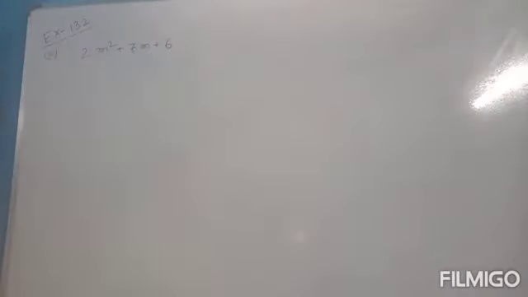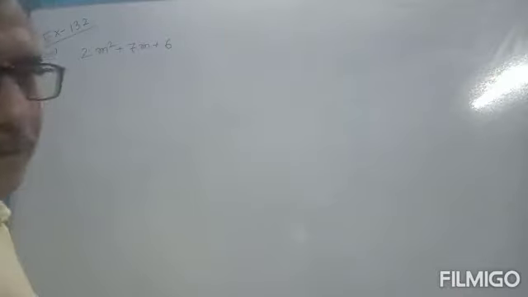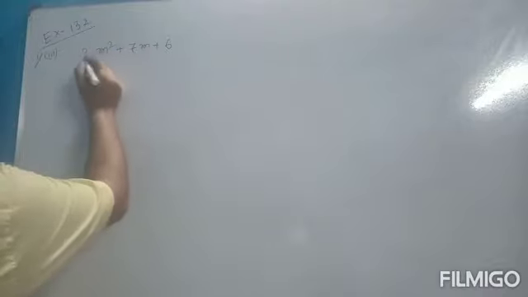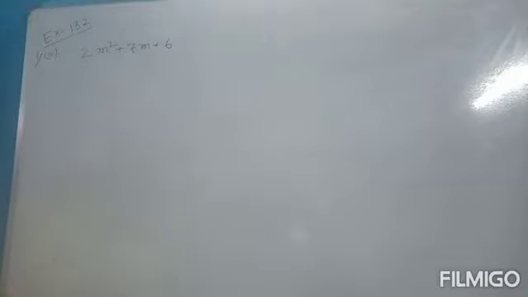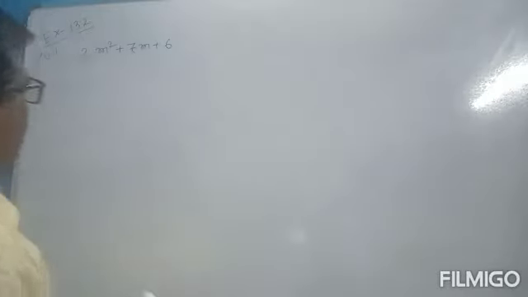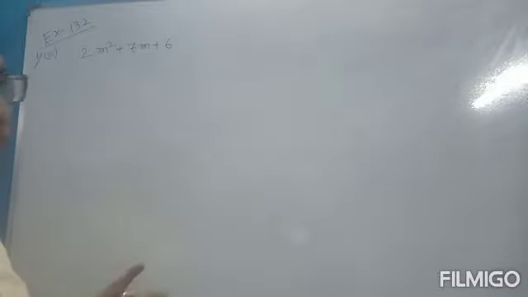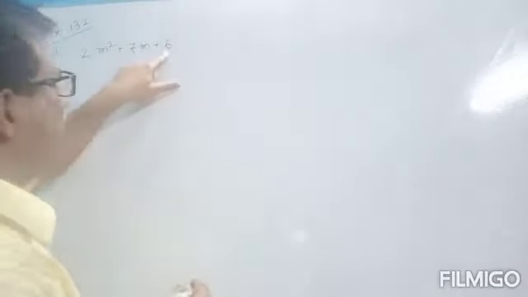Next we start exercise 13.2 in your book, problem number 3, part 1: 2m square plus 7m plus 6. Here you see that the coefficient of m square is plus 2 and the constant coefficient is plus 6. So we have to add the factors of 6 and 2 to get 7. I repeat once again, 6 times 2 is 12, it's not required here. Just find the factors. The factors of 2 are 2 and 1, so it's not required. Just find the factors of 6.